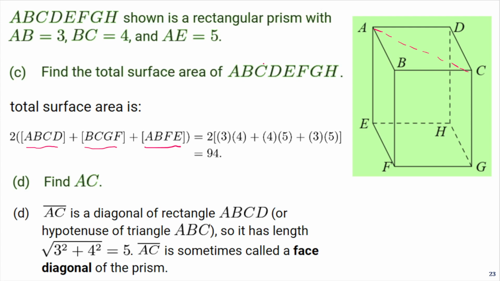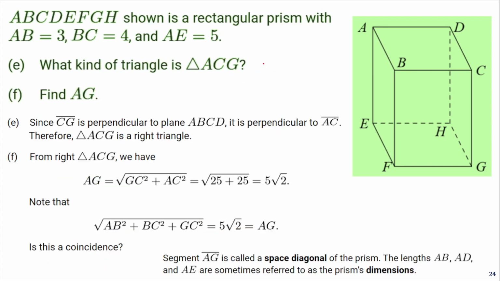Or hypotenuse of triangle ABC, right? So its length is given by the square root of 3 squared plus 4 squared, which equals 5. Also, AC is sometimes called the face diagonal of the prism.